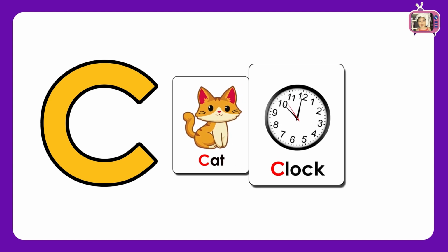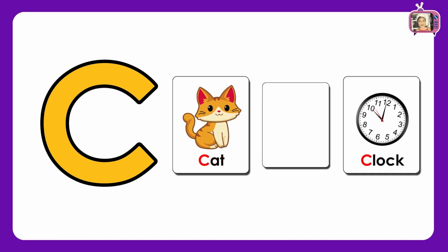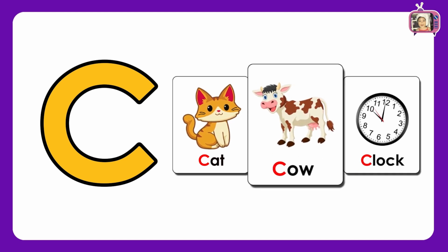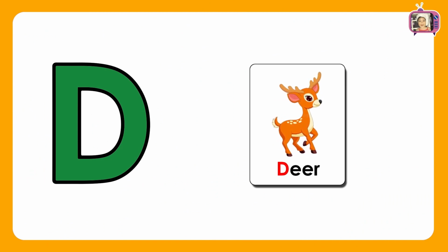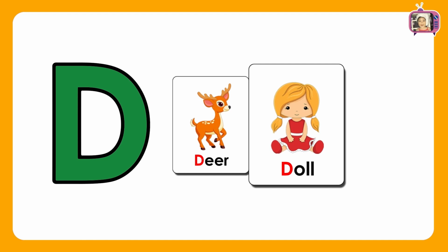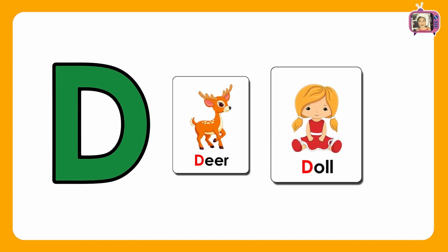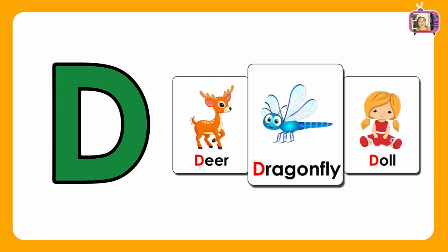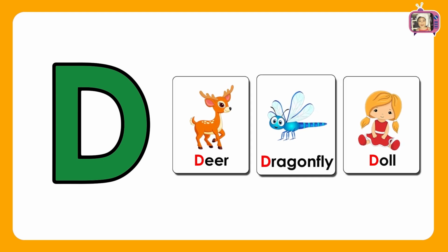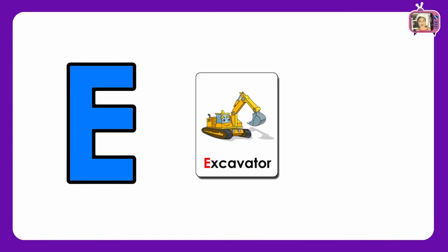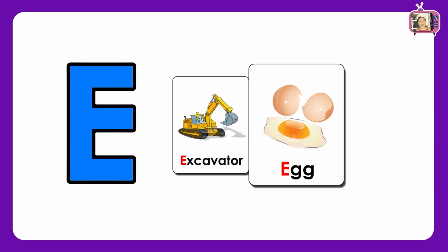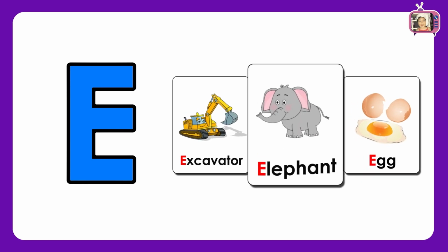C is for clock. C is for cow. D. D is for deer. D is for doll. D is for dragonfly. E. E is for excavator. E is for egg. E is for elephant.